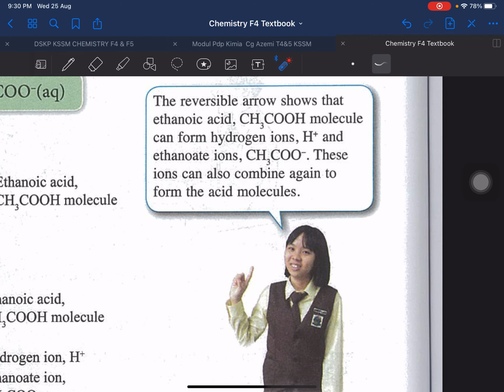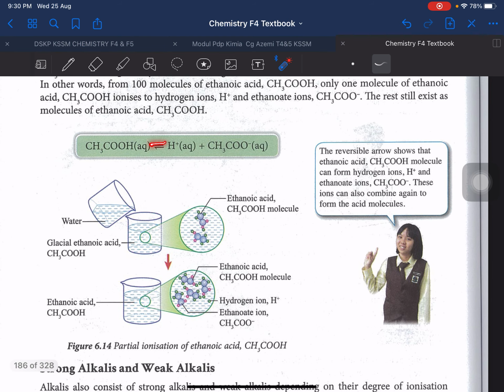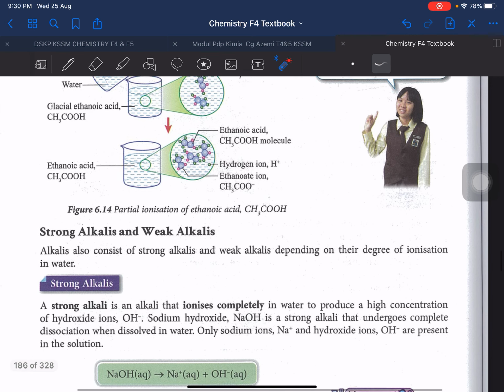What is she telling? The reversible arrow, as I have told you just now, anak panah berbalik ataupun reversible arrow, shows that ethanoic acid molecule can form hydrogen ions and ethanoate ions. These ions can also combine again, boleh bergabung semula to form the acid molecules. That is why ada reversible arrow, sebab dia lemah. Okay, lemah kenapa? Sebab dia ada kepekatan ion hydrogen yang rendah.